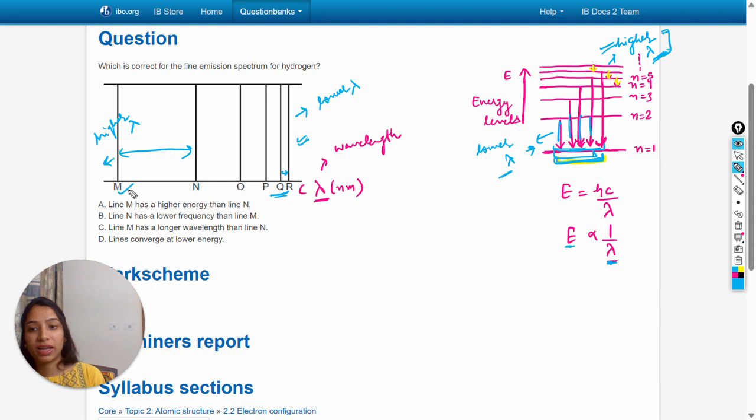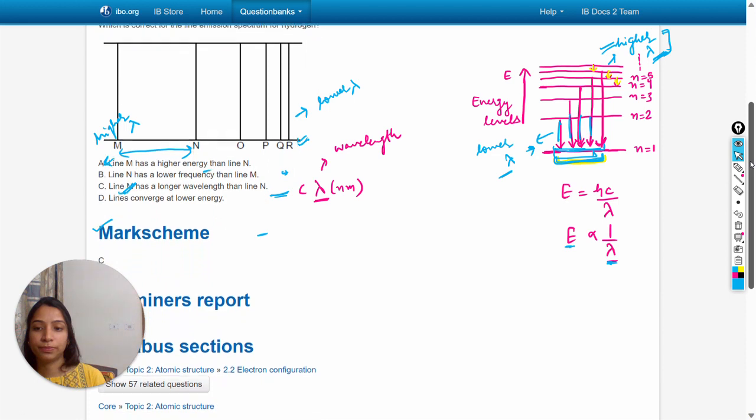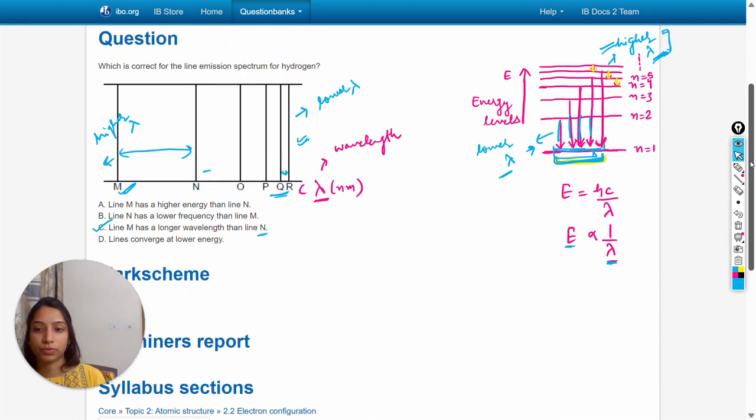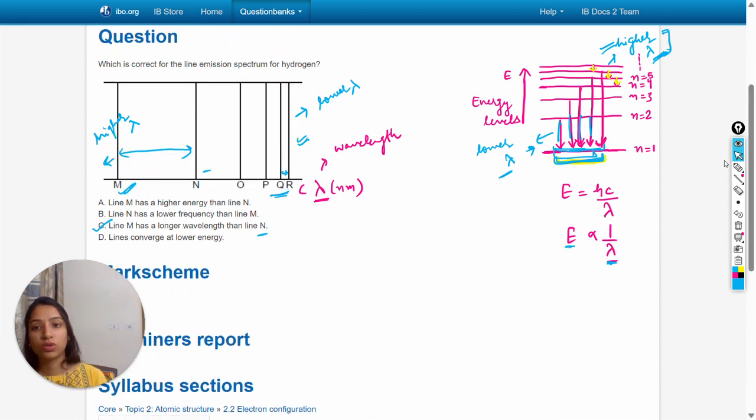So M line is of higher wavelength, longer wavelength than line N. So C option will be the right answer. Let's check the mark scheme. Yes, C option is right. So this is the whole concept behind this question, and this is how we can solve these types of questions.